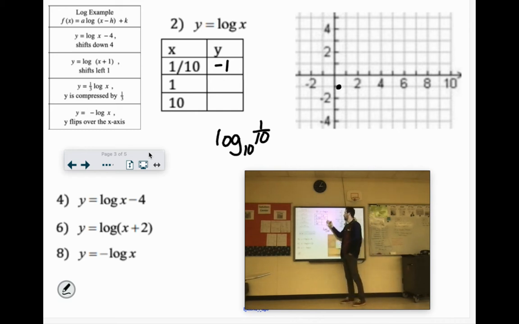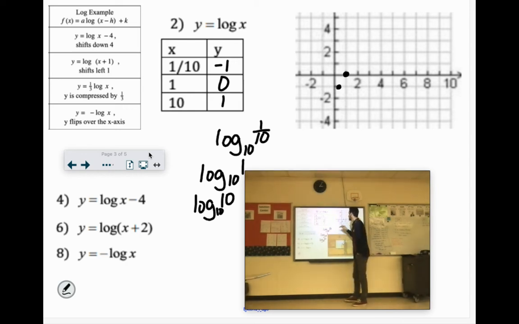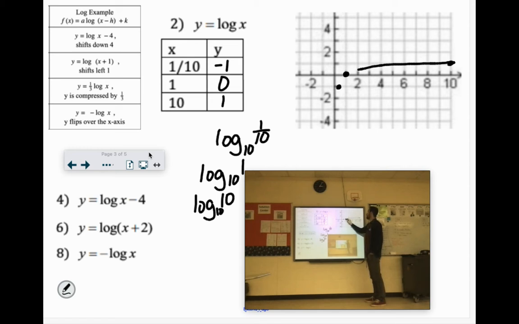Now again, my 1/10 isn't perfect. If we sub in 1 there, log of 1. 10 to the what power gives you 1. That's 0. So we go to the coordinate 1, 0. And then if we try 10 to put in for x, 10 to the first power gives you 10. So we'd have 10, 1. So here's what our log function would look like. And this one has a vertical asymptote at x equals 0. That would be your vertical asymptote there. But left and right, it's all real numbers.